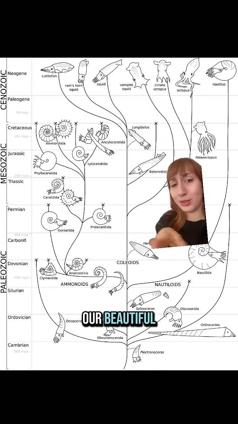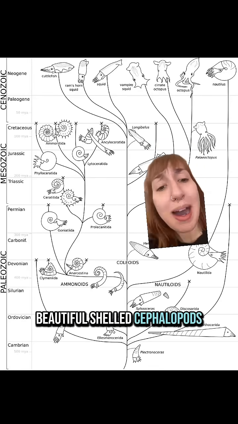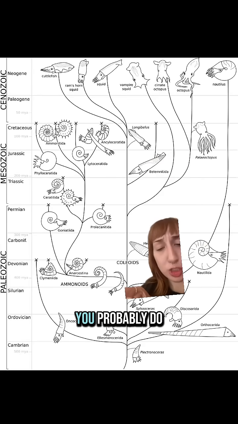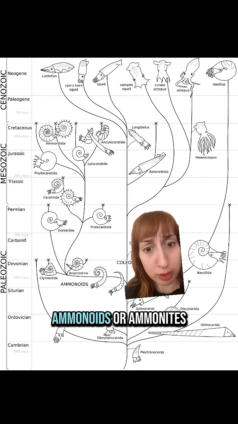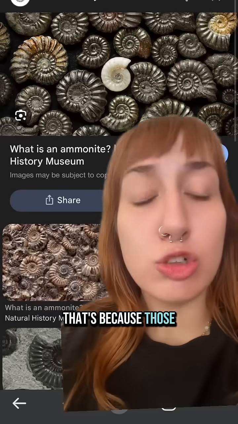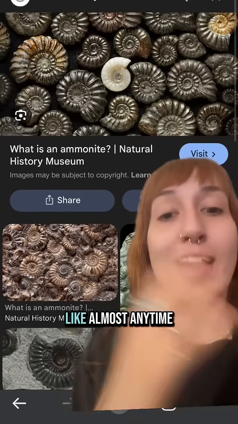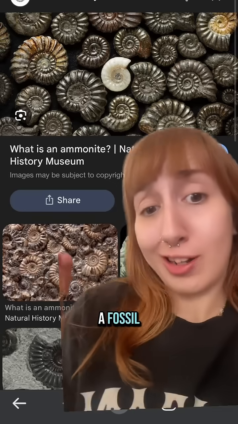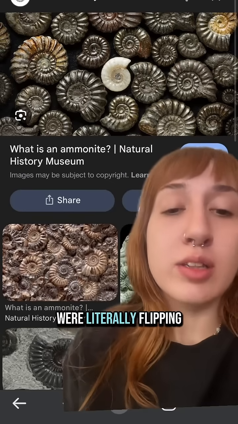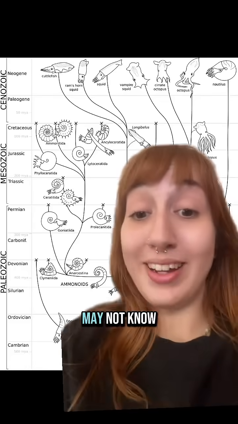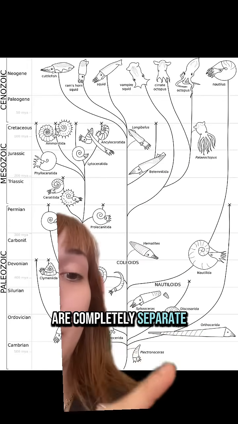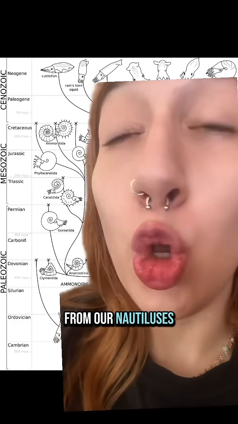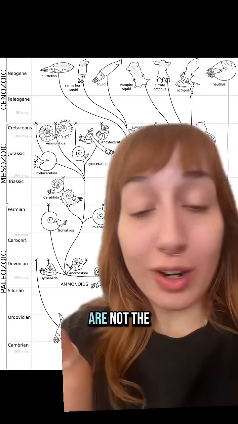And those are our beautiful shelled cephalopods. Now these guys right here, you probably do know about: the ammonoids or ammonites. That's because they were prolific. Almost anytime you see a fossil on TikTok where they unearth a fossil, it's an ammonite fossil because they were literally everywhere. But what you may not know is that ammonites are completely separate from our nautiluses. Nautiloids. The two are not the same thing.